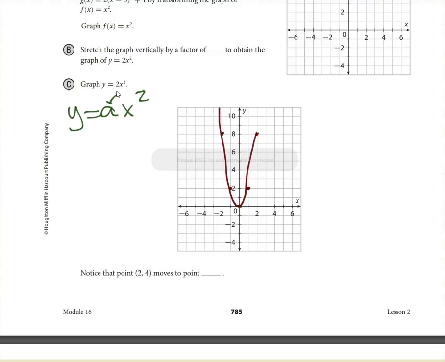Drawing the curve through these points, we can see now we have a parabola that is more narrow than the original parabola, than the parent function parabola. The point 2 comma 4 moves to the point 2 comma 8 again because that multiplication by 2 for the value of a basically means that each y coordinate is doubled for the same x coordinate. Okay.